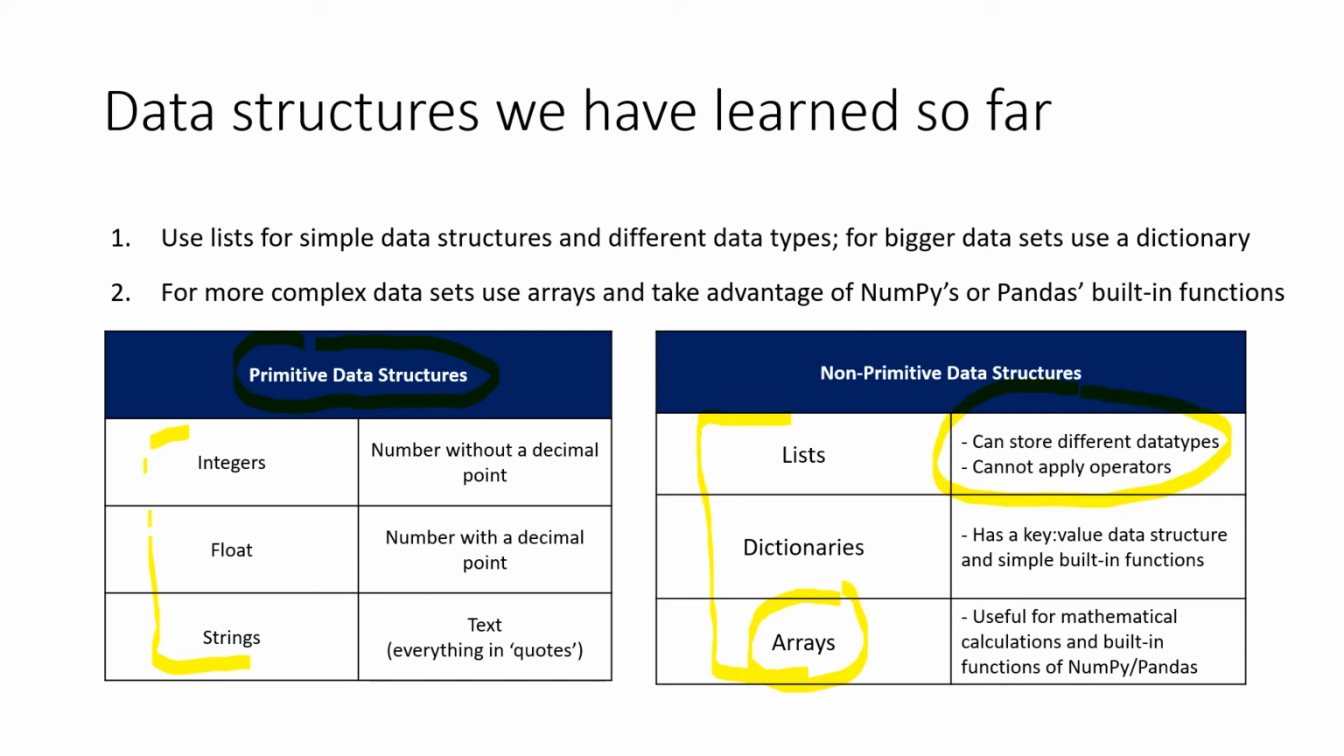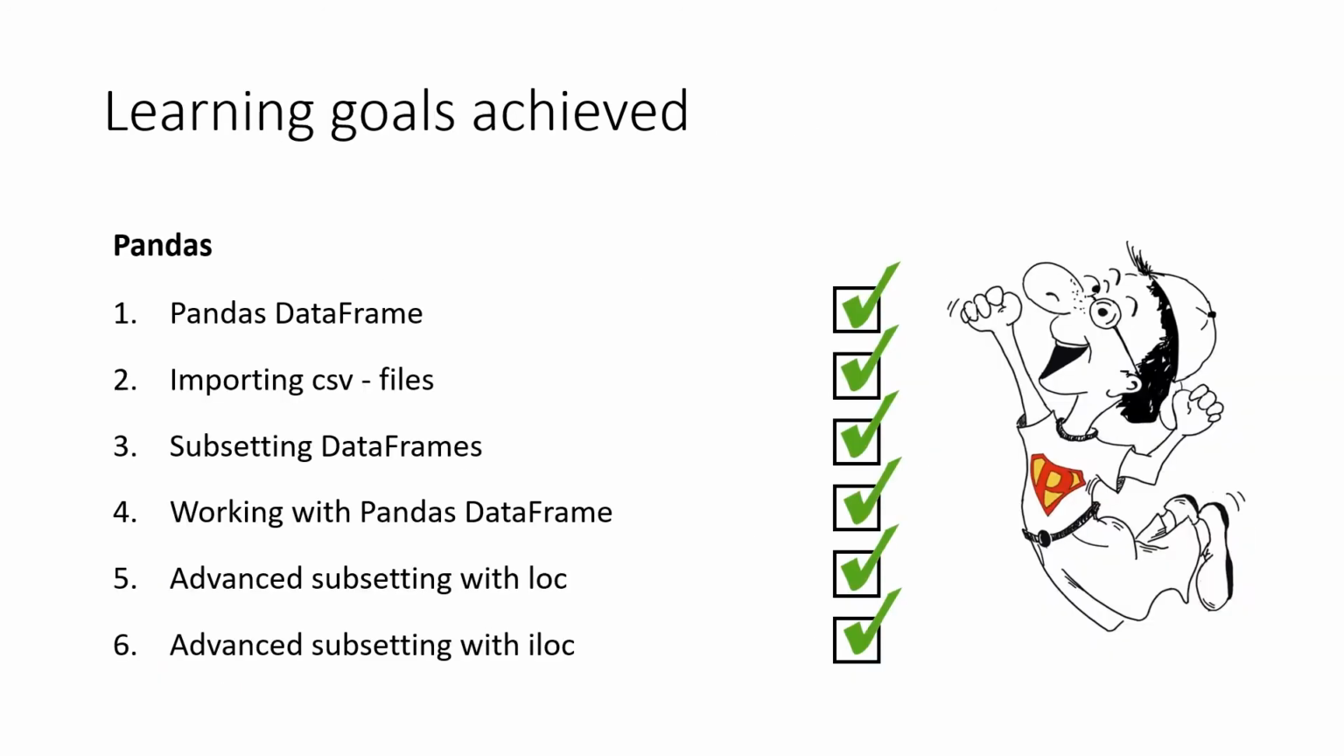So lists are good for storing different data types. Dictionaries, on the other hand, are useful if you have a little bit more complex structure and you want to have one important key and then sub-keys. And in the end, if you really want to go in depth, you want to make calculations, you want to manipulate your data sets, then you should stick to NumPy, or even better, you should stick to Pandas, because you can do a lot of different calculations through them and you can also modify your data sets.